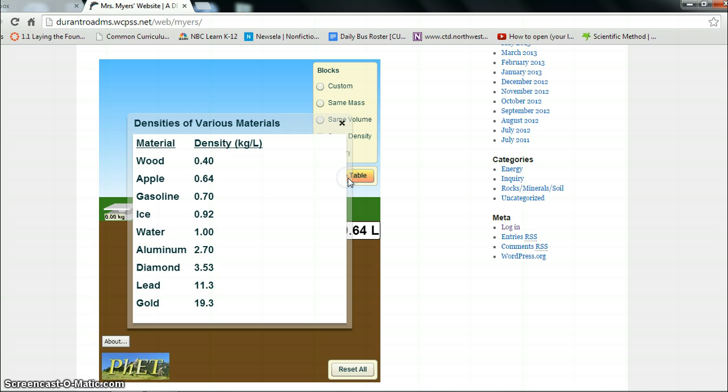So if you click here on Show Table, you would go down the list, and whichever one had a density closest to 1, that block is made out of that material. And as you could see right here, that happens to be water. So on your data table, you would put block E, you would record its mass, record its volume, and then you simply would record what type of material it is.